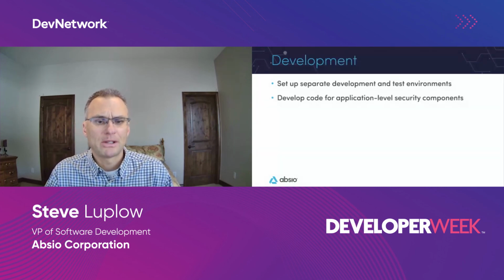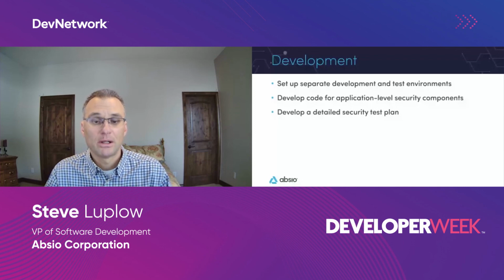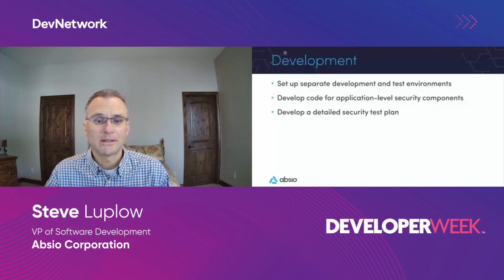Develop code for application security everywhere identified in the requirements and design. Make sure you develop a detailed security test plan for each iteration of the software. You need to ensure that QA understands how to test the application level security that's been implemented.